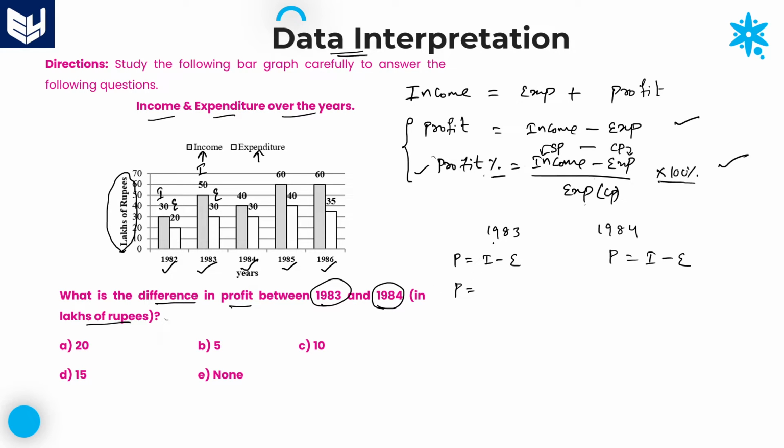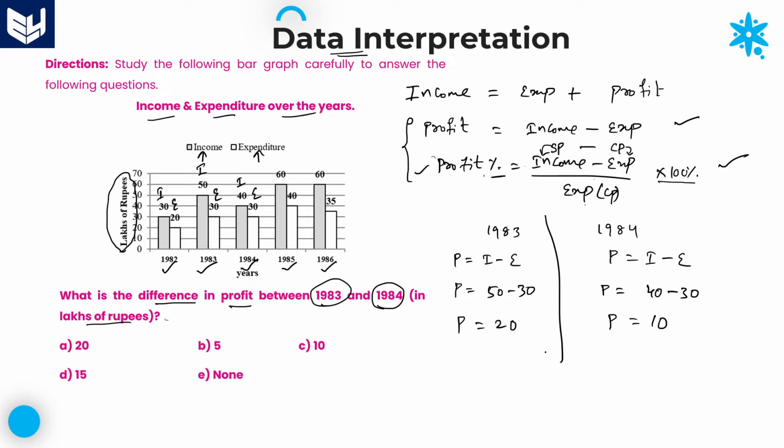Here the profit in 1983. For 1983, the first bar is indicating income, the second bar is indicating expenditure. 50 minus 30. Therefore, profit is equal to 20. In 1983, profit is equal to 20. Whereas coming to 1984, the first bar is indicating income, the second bar is indicating expenditure. In 1984, income is equal to 40, expenditure is equal to 30. So the profit becomes 40 minus 30, that is 10.